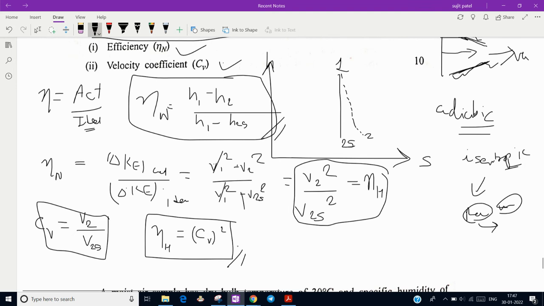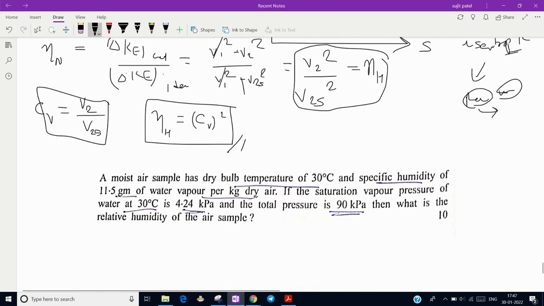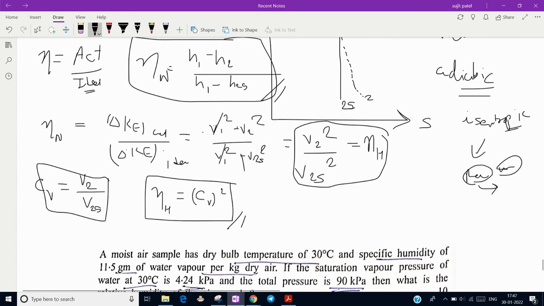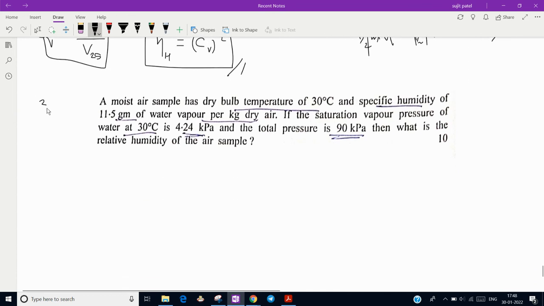I hope you understand from where this v1 minus v2 came: the initial kinetic energy is 1 by 2 m v1 square and the final is 1 by 2 m v2 square, but the mass is constant, so the half and mass get cancelled from numerator and denominator. And initially the velocity is assumed very small, so v1 square tends to 0.